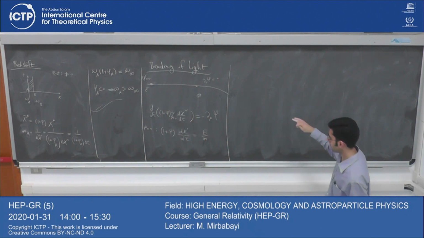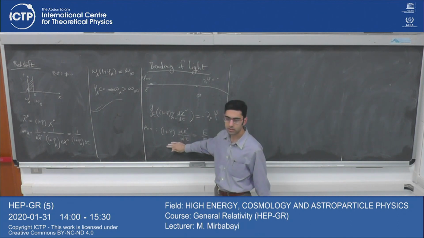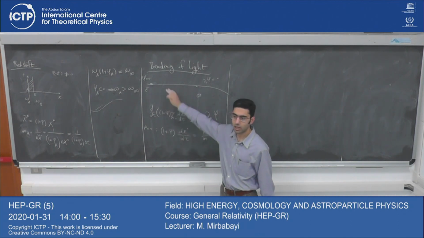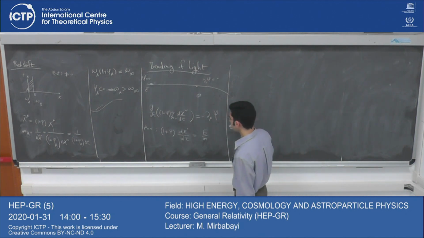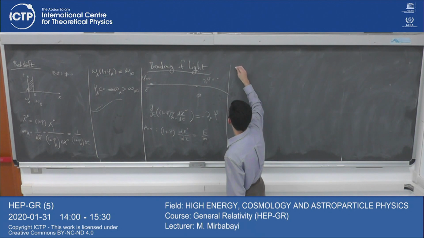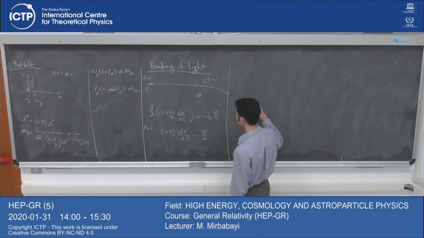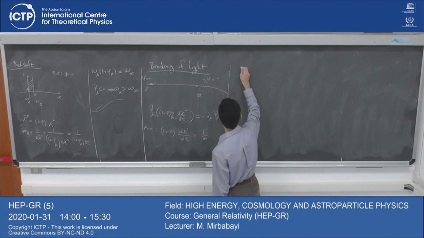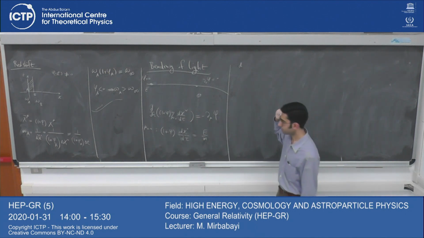Alright, so let's continue. We find the following conserved quantity along the trajectory. Now we go to the mu equals i, the spatial component of this equation. And we want to write the spatial component in terms of the time derivative rather than the tau derivative.